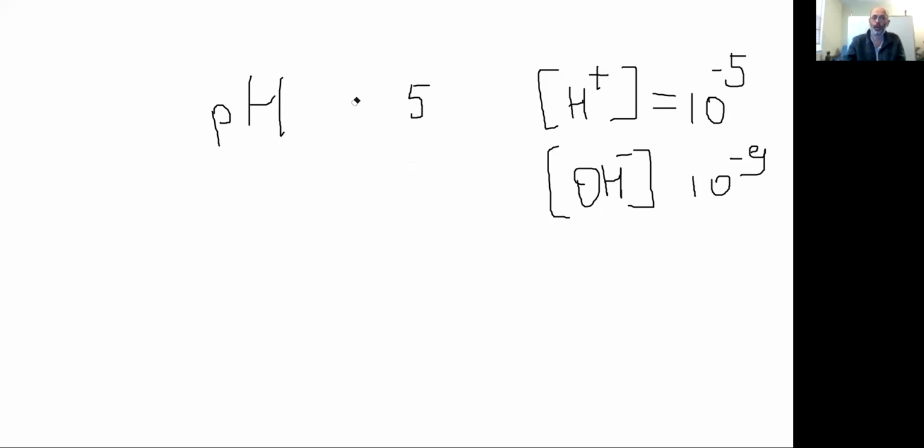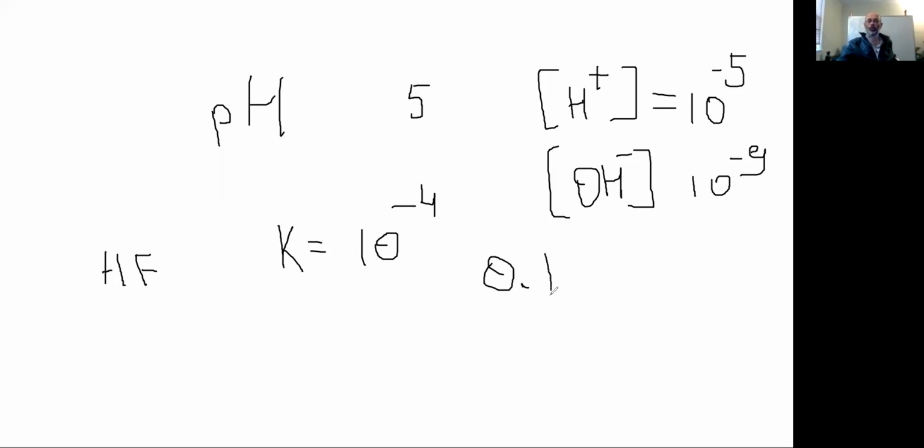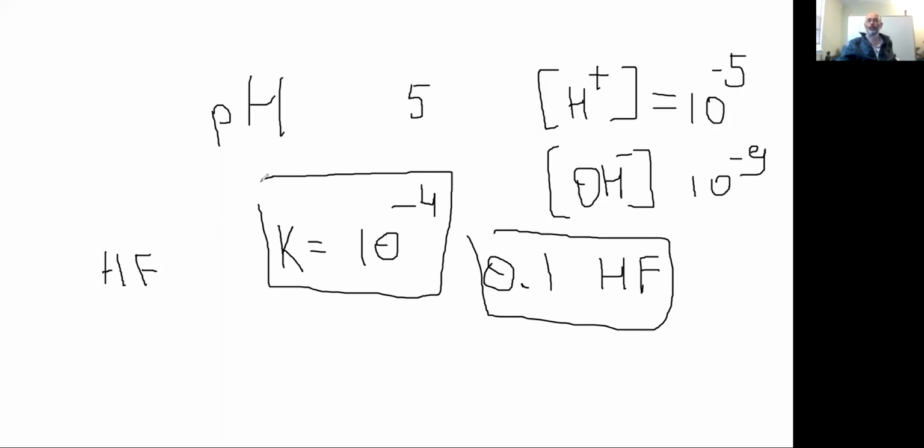Now the question is, how can we calculate pH for, for example, acetic acid? Let's take hydrofluoric acid, because I don't like to draw acetic acid. HF is easier to draw. So HF, its dissociation constant is roughly 10 to the power of negative 4. Now the question is, we took a 0.1 molar solution of HF. How can we calculate what the pH of this solution will be?